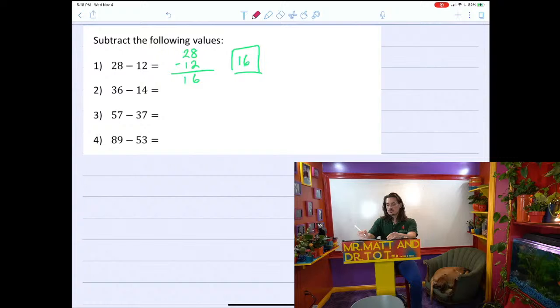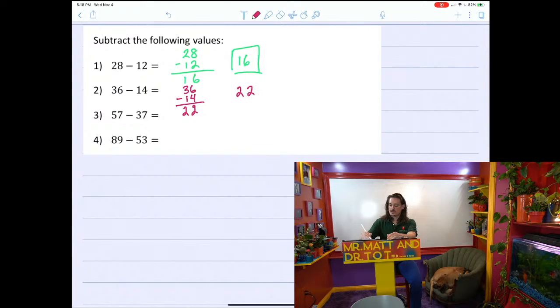Okay, so number 2, 36 minus 14. If we represent this vertically, 36 minus 14, going digit by digit, we have 6 take away 4, that's going to leave a result of 2. 3 take away 1, that's also going to leave a result of 2. So 36 minus 14 is 22.